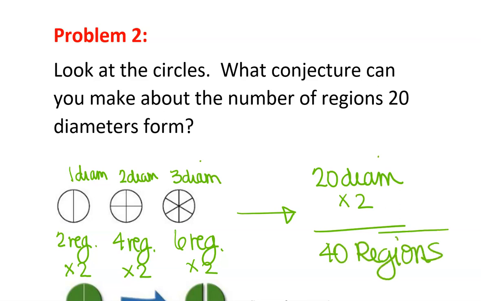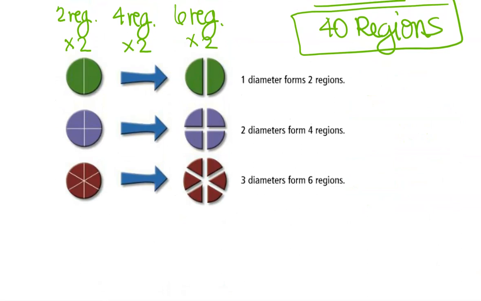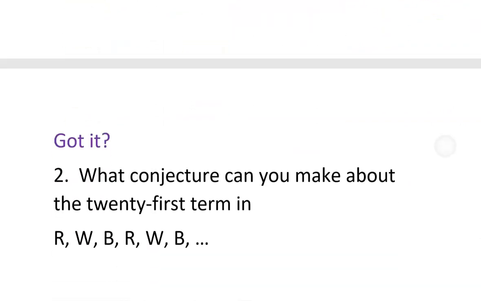So don't go from 2 regions to 4 regions to 6 regions. You're going from how many diameters there were to how many regions there are. So be careful about that. Sometimes the first thing they give you is what they're turning into the second thing. There's a better picture of the diameters and regions. I just drew my own.